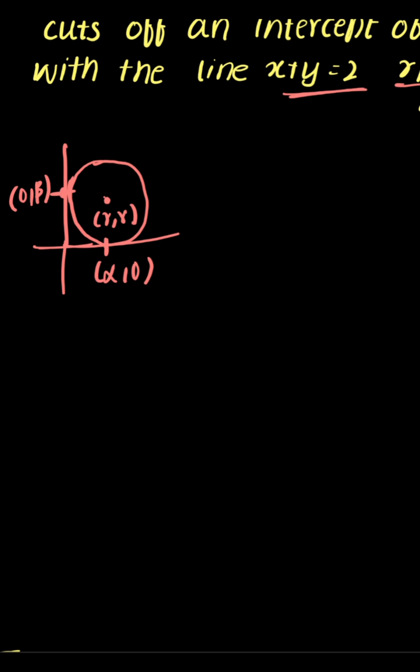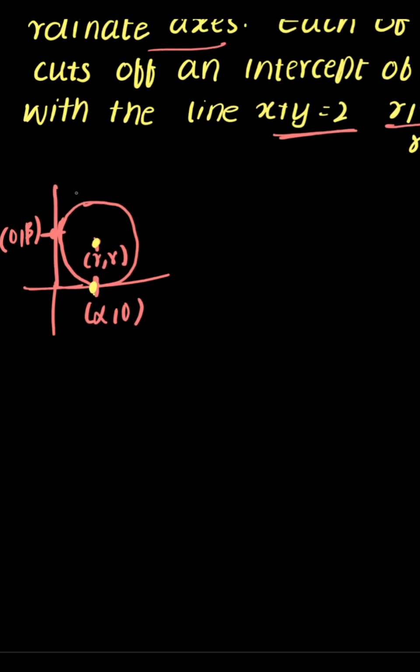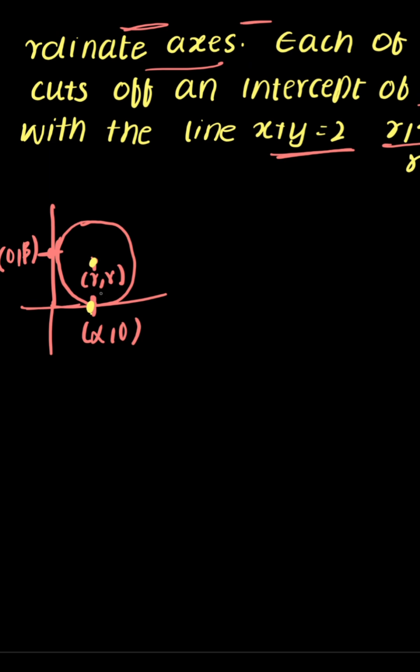Then we can consider that the center is (r, r), because the distance from the center to this point is r, which makes its y coordinate r, and the same for the y-axis, which makes its x coordinate r. Now they gave us a line, so I'm just going to extend the axis here, and that's the line x + y = 2.